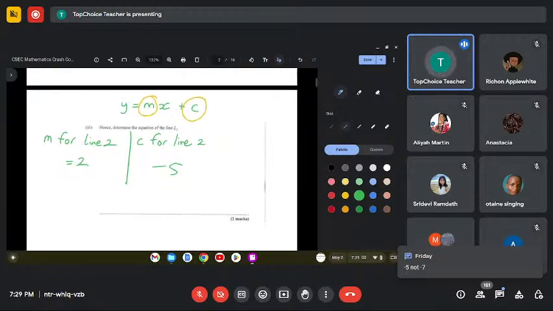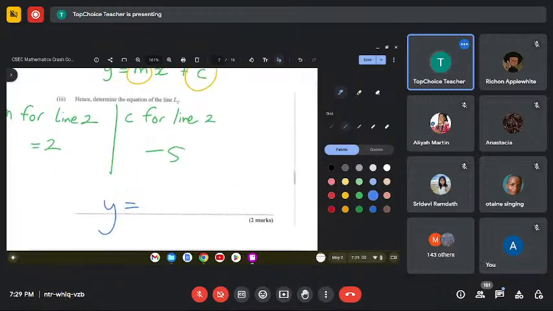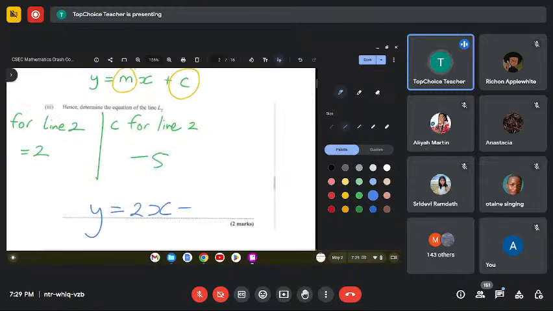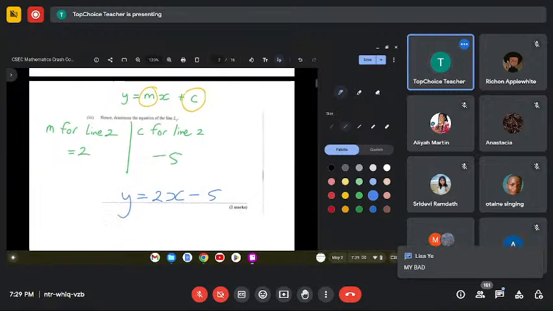So let's assemble the equation of the line. y will be equal to, m is 2, so it'll be 2x, and instead of plus c, we're going to put minus 5. That's the equation of line 2, and that's a wrap for this portion of the question. Are we okay with this one? I took my time with it.